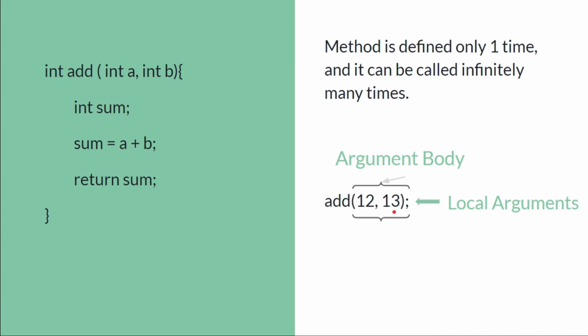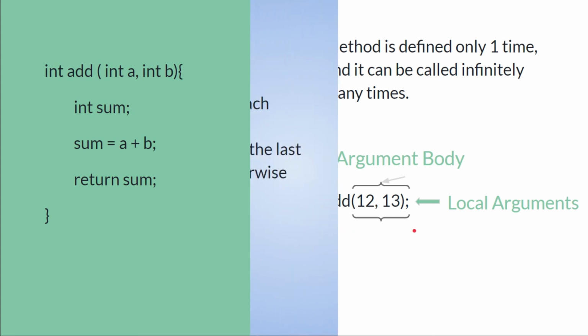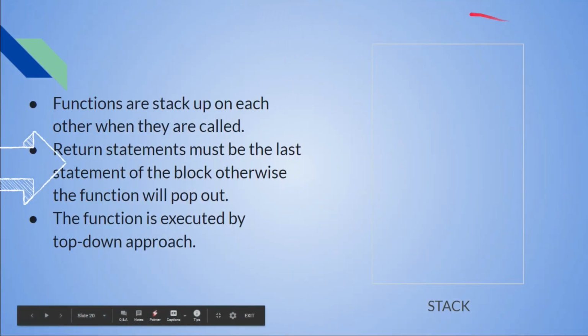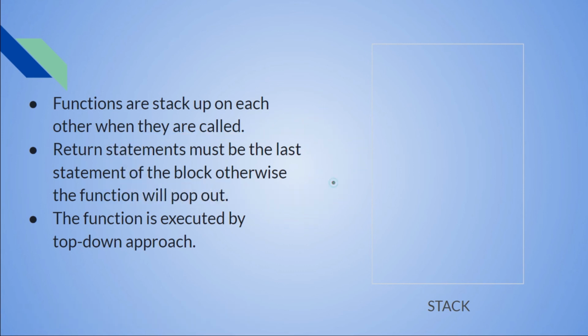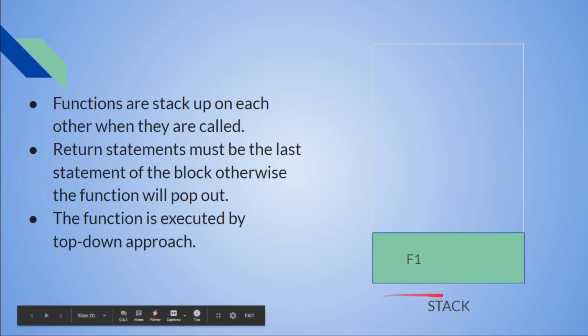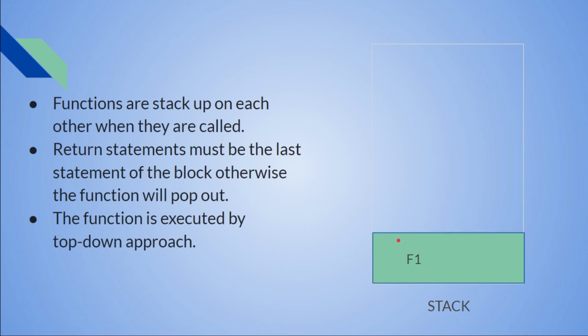These methods stack up on each other when they are called. There is a memory space called the stack. When we call a function, suppose f1, then it is pushed into the stack, and if we call another function f2 from inside f1, it will stack up on f1, and if we call f3 from f2, then it will stack up on f2. Also remember that the return statement must be the last statement of the block, otherwise the function will pop out giving an error.